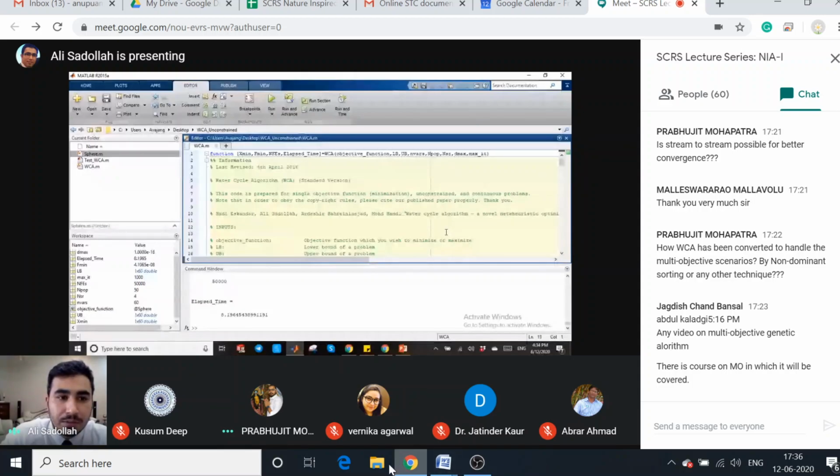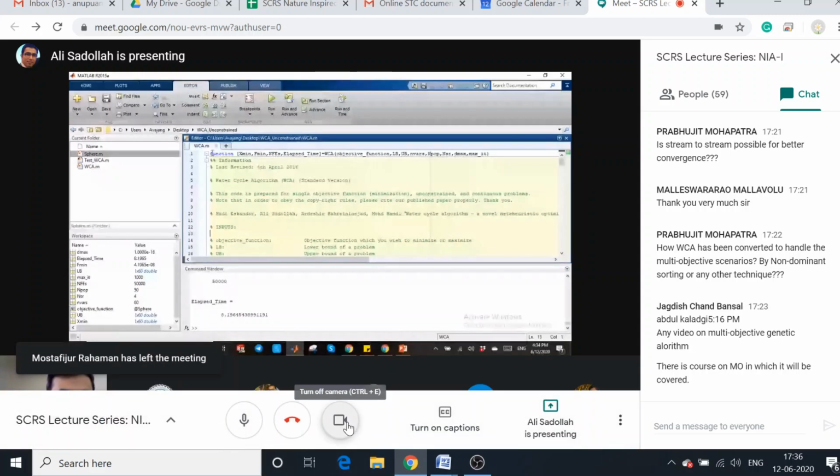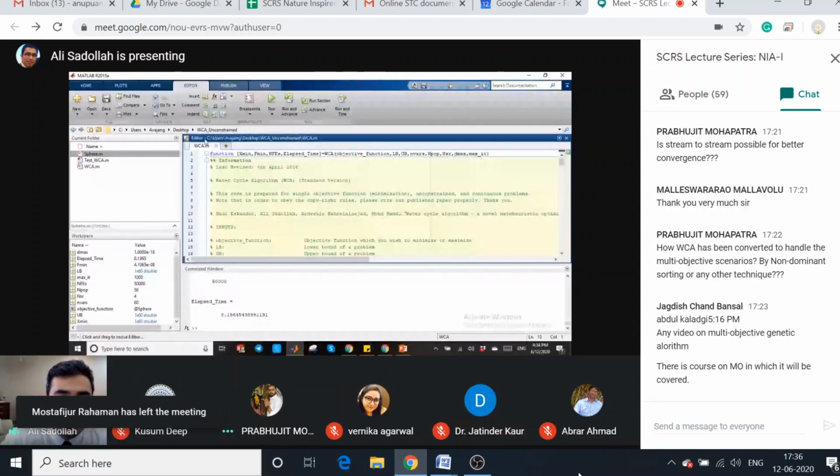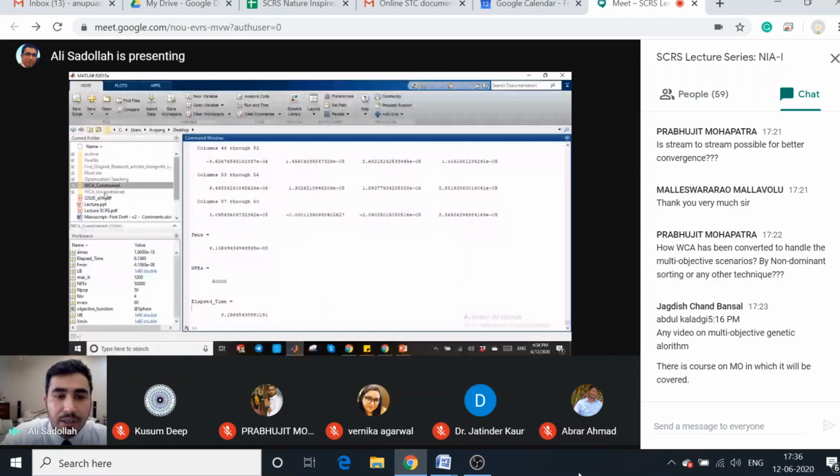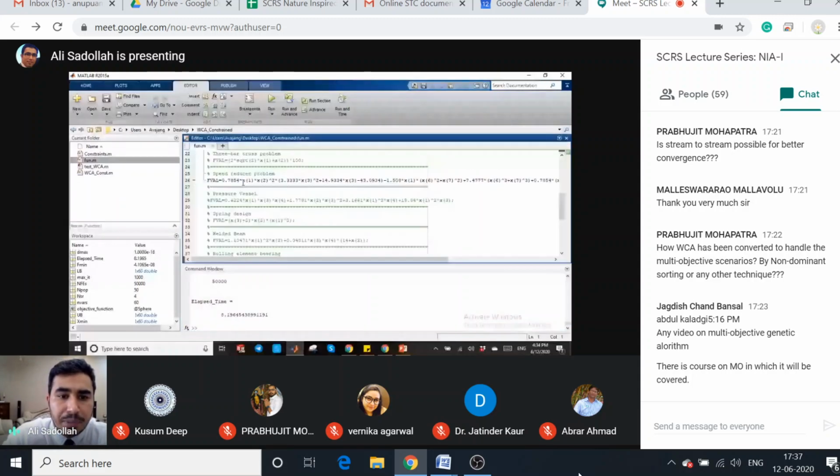Okay. So I already prepared the constraint version here. In the constraint version, we have a function. I chose the speed reducer problem. You may know about this problem. It's a benchmark engineering problem. I know most of you know about this problem, and this is the function value. This is the mathematical function.